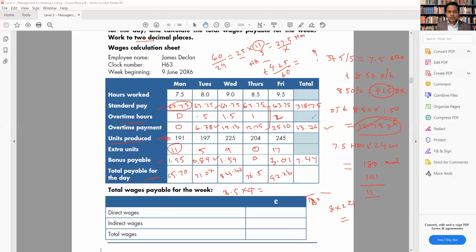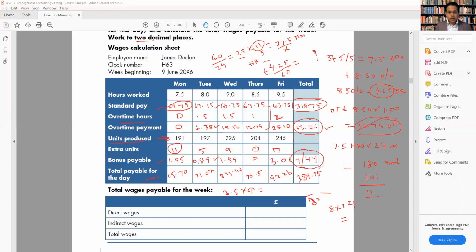And if I added all of this, how much will be the total? The standard, the overtime and the bonus. So this and this, the total of these three, 389.95. Thank you, Alicia. Thank you, Nazia.